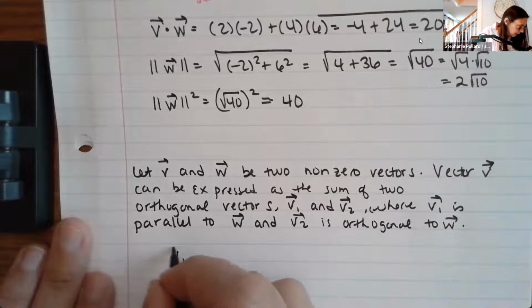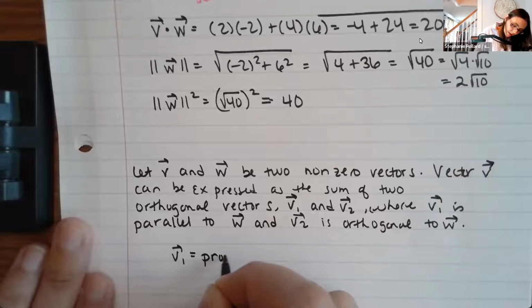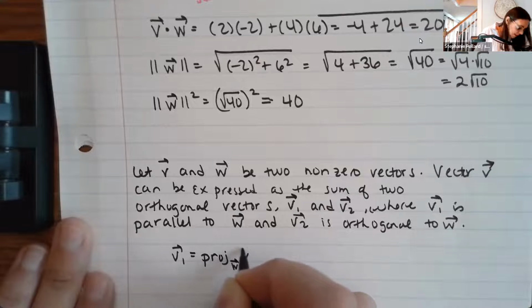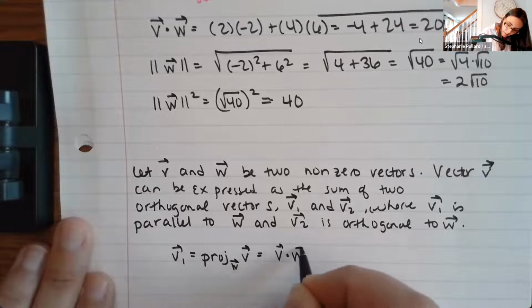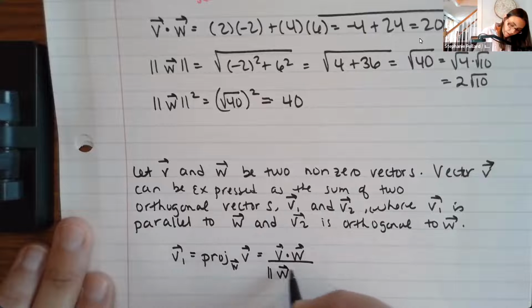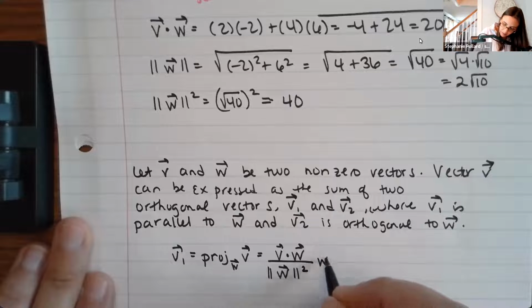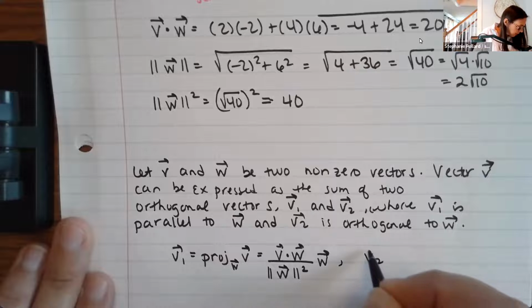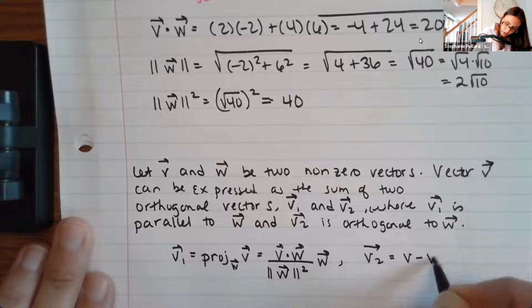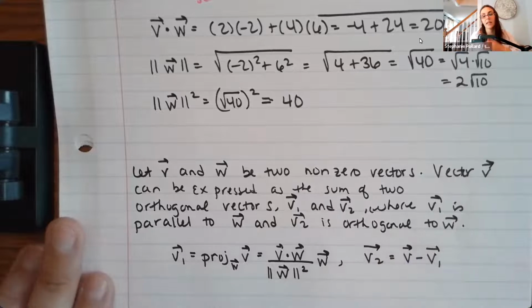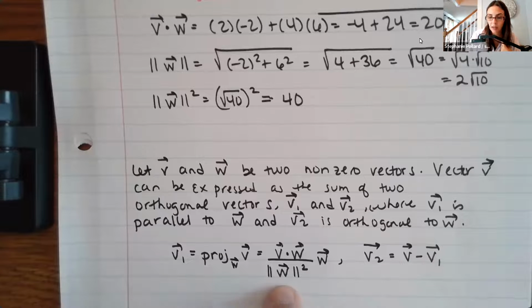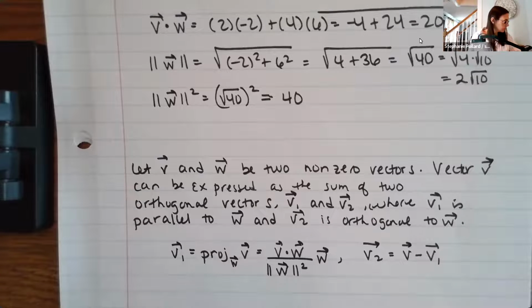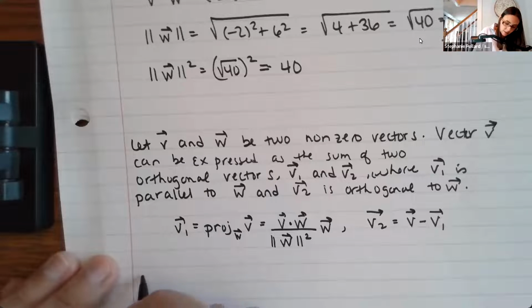So v1 is equal to the projection of v onto w. And we just saw the formula for that, right? The dot product of v and w over the square of the magnitude of w, times the vector w. And then the second vector is going to be v minus v1. The first one's the hard one to find, and the second one is the easier one to find. So we can take a vector and break it into the sum of two other vectors. The first one uses that projection formula, and the second one we can find just by subtracting. So let's do one last example on this topic.